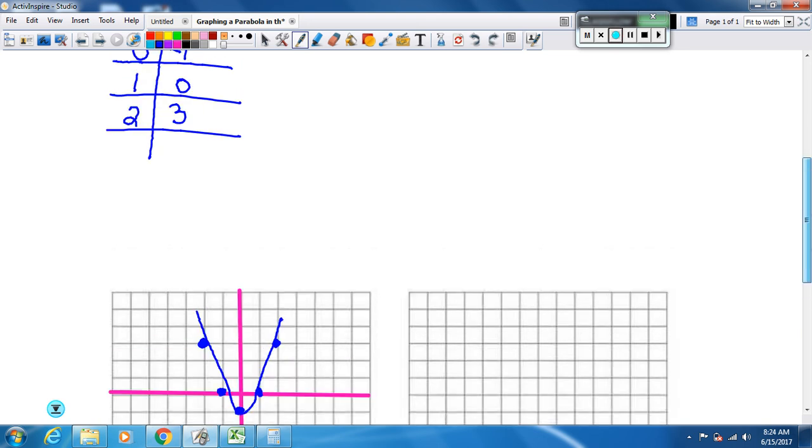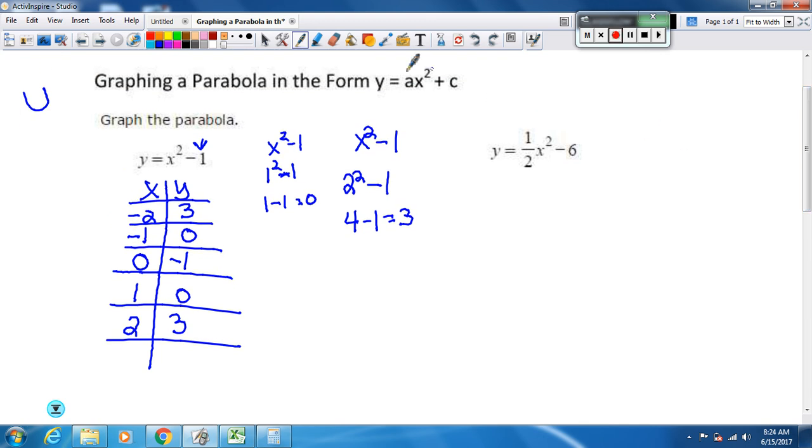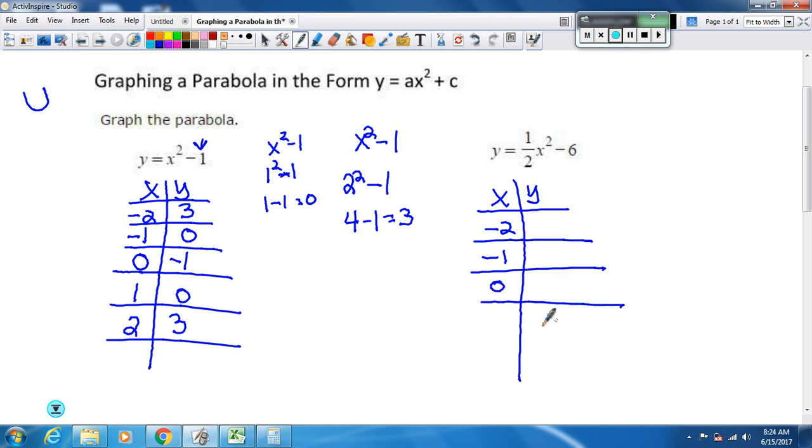So on the next one, and any time the parabola is in this form, y equals ax squared plus c, you're going to use the same exact values for your x each time. So I'm still going to use -2, -1, 0, 1, and 2. And the 0, for this form, the 0 is the vertex. So it's 0 and the number at the end, so that's a -6.